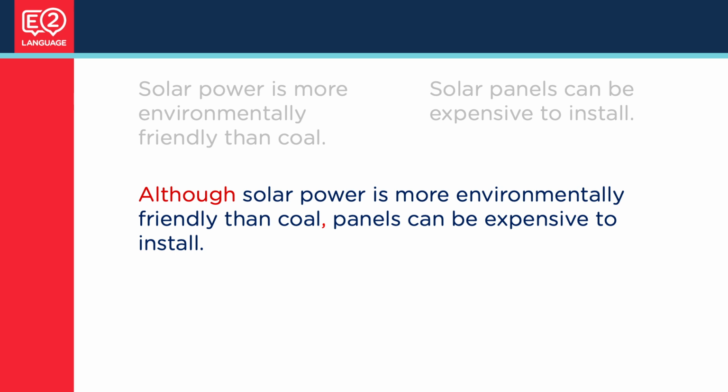There are other words that do the same thing. Can you think of some other words? Maybe a word that pops into your mind is although. Okay? And we can use that in a similar way, not the same but similar. Although solar power is more environmentally friendly than coal, comma, panels can be expensive to install. So here I've got my conjunction, my linking word, at the start of the sentence. So different to the example with but. Although, blah, blah, blah, comma, blah, blah, blah.